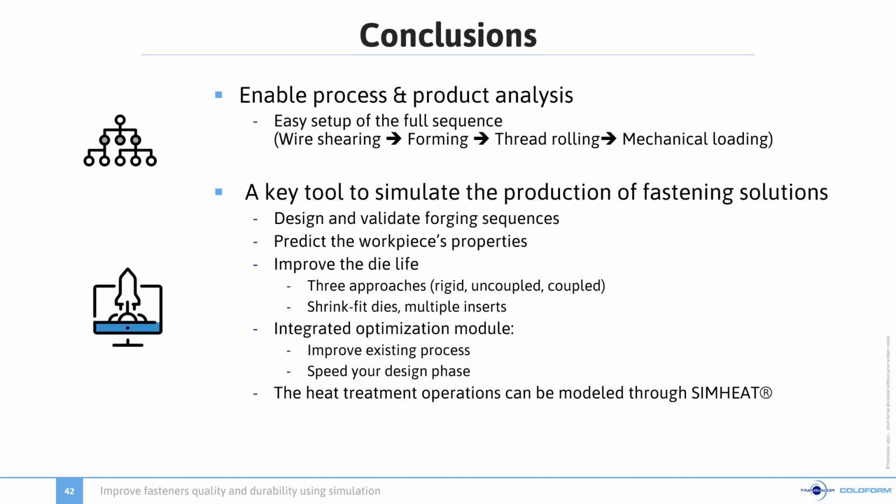such as shaping, filling, the internal stresses and the hardness of the part. Using the software, it is possible to make a die stress analysis and to increase die life tuning. It is possible to model the pre-stress due to shrink fit dies and to consider multiple inserts. The optimization module can be used to improve the existing process and the production quality or to speed your design phase. SimHeat can be used to model the heat treatment operations.